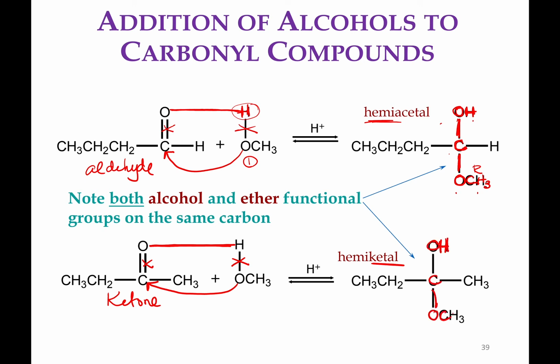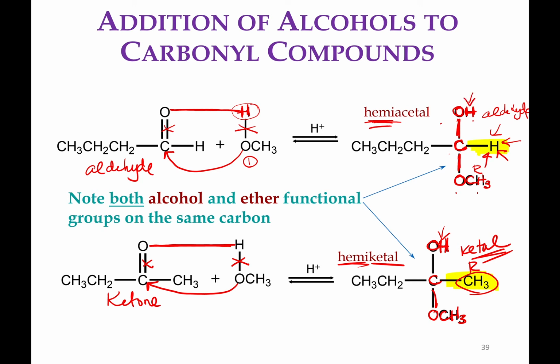What's the difference in the molecules themselves? How do I know it's a hemiacetal or a hemiketal? This right here tells me it's an aldehyde. It came from an aldehyde because there's still that hydrogen there. It's important. This R group means it came from a ketone. Now this is a hemi because there's not an R group here. This is a hemi because there's not an R group here.